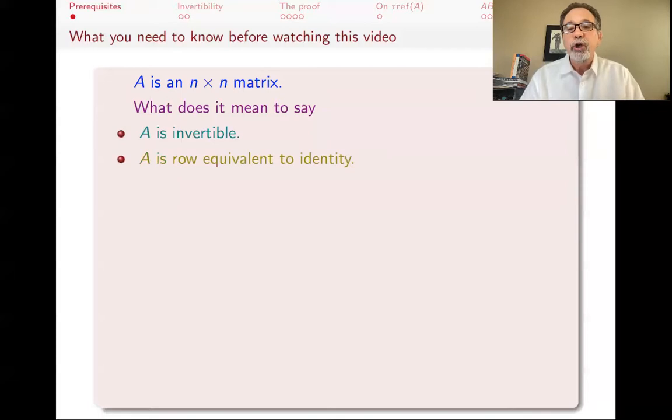You also need to know what row equivalence means. There are three types of elementary row operations: multiplying a row by a non-zero constant, switching two rows, and adding a multiple of another row to a given row. And when I say A is row equivalent to identity, it means that you use those elementary row operations and eventually get identity. Some matrices you can do that, some matrices you cannot.